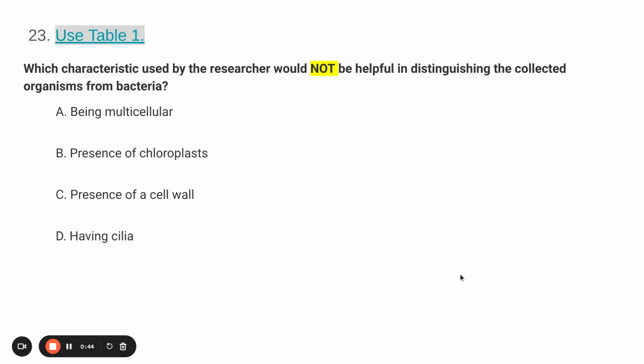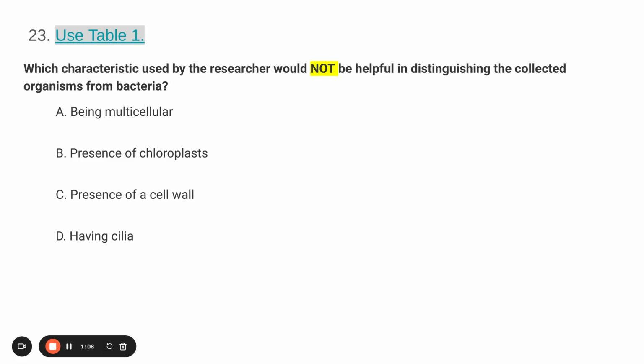Number 23, which characteristic used by the researchers would not be helpful in distinguishing the collected organisms from bacteria? So I highlighted not, because it's one of those things we have to be oh so careful about. Are we looking for something that's true, or are we looking for something that's false? So we're looking for something here that's not going to be helpful.